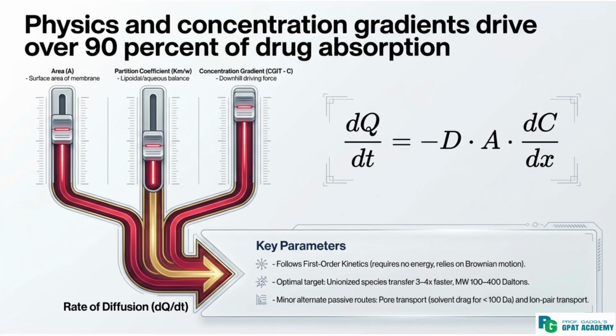Compounds of molecular weight less than 100 daltons use pore transport. Generally, water-soluble drugs use pore transport. Chain-like or linear compounds of molecular weight up to 400 daltons can be absorbed by filtration. Third is the ion pair transport.